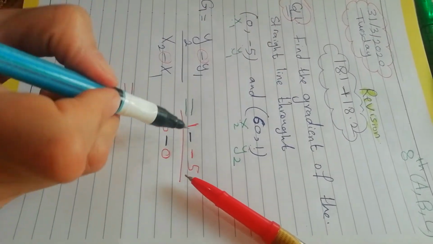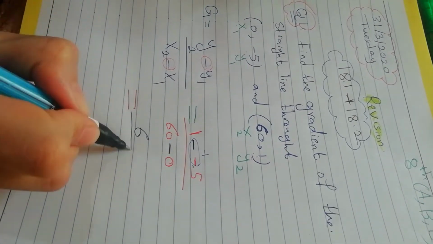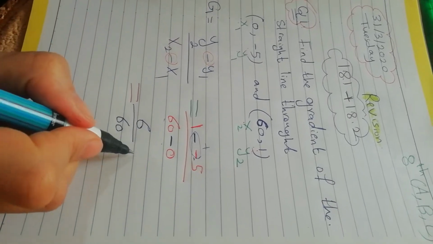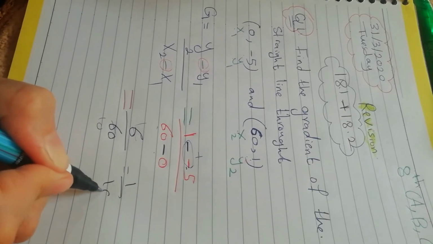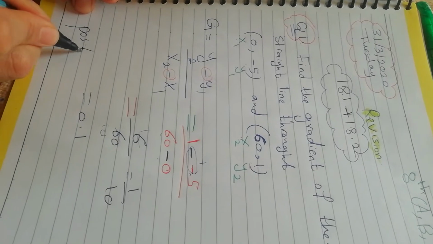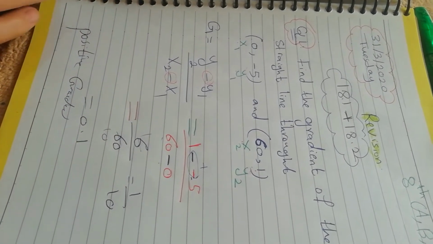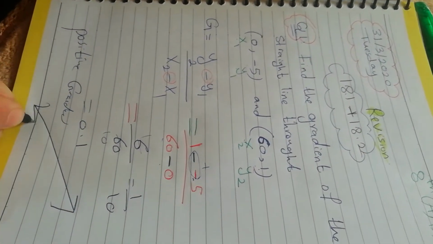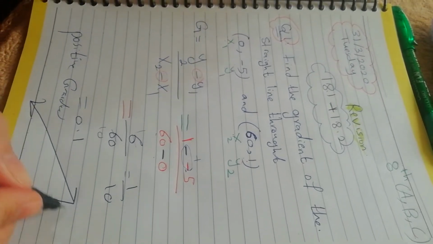Equals negative with negative is positive, 1 plus 5, 6, out of 60 minus 0, which is 60. So 6 out of 60, 6 divided by 6 is 1, 60 divided by 6 is 10, which is 1 out of 10, which is 0.1, a positive gradient. You can guess the shape of the line will be increasing like that. From left to right, it goes up.